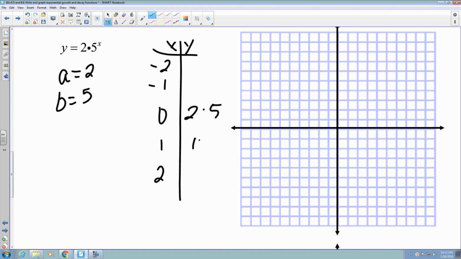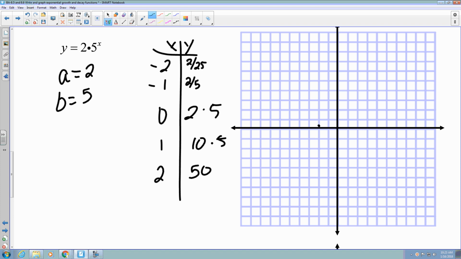2 times 5 is 10. 10 times 5 is 50. In reverse, 2 divided by 5 is 2/5. And then 2/5 divided by 5 will be 2/25. Graph the points. -2 comma 2/25.